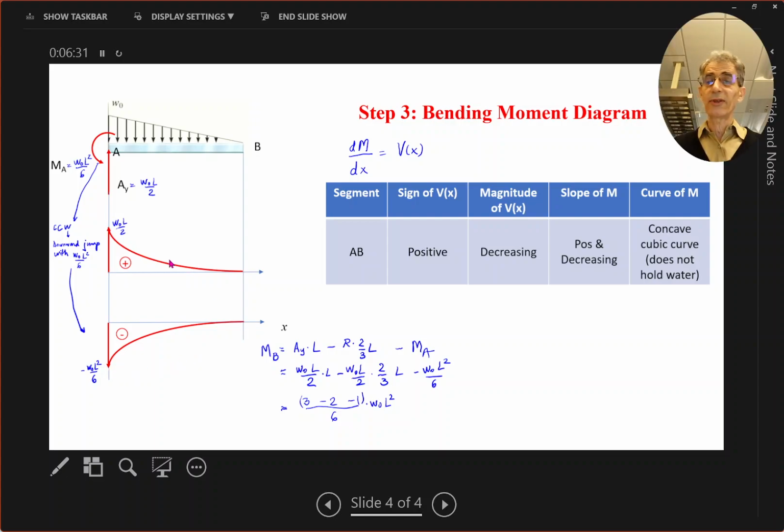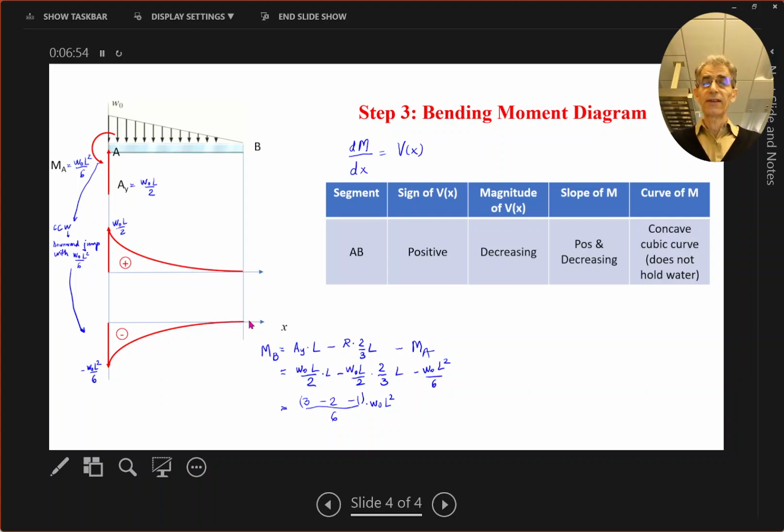Again, this is not a parabola, by the way. This is a cubic function. I forgot to mention it here. I did mention it there. But it's a cubic because the polynomial this time is third order. That was second order. This is third order. Although it looks like a parabola, I kind of drew it in that way. But don't forget, it's a cubic function.